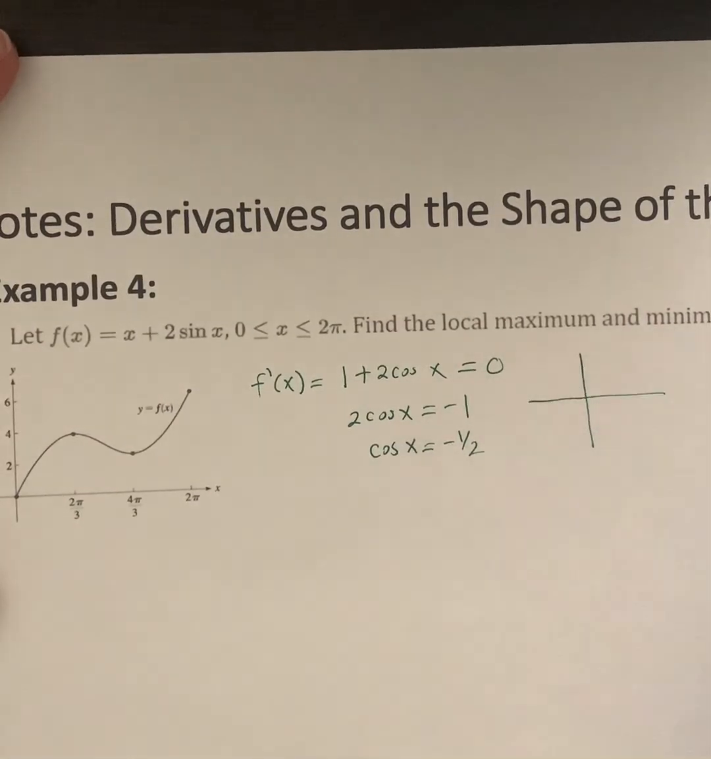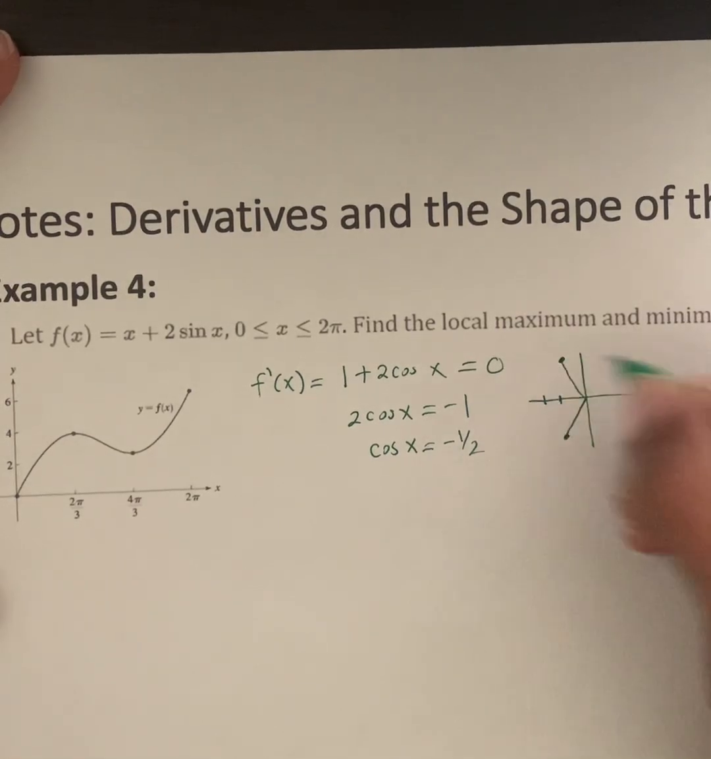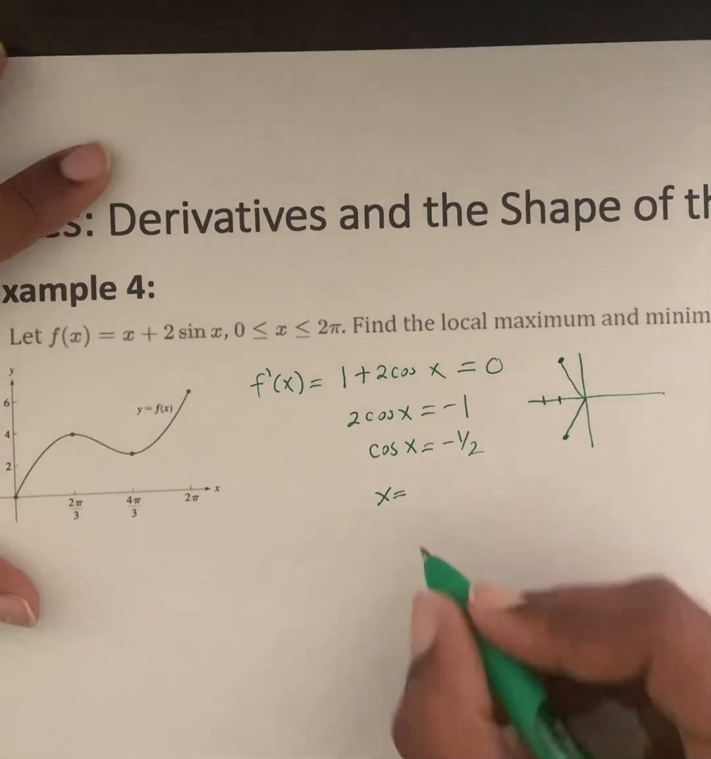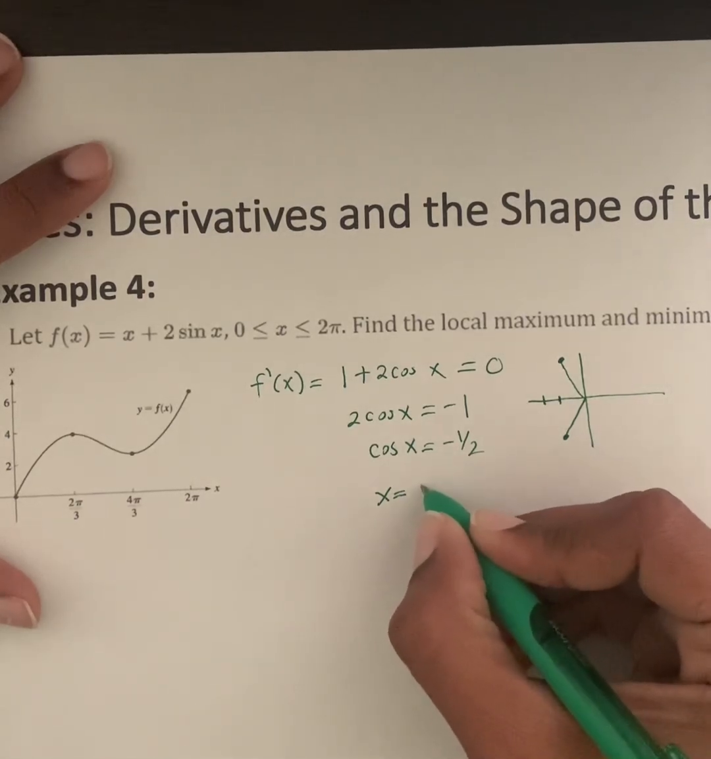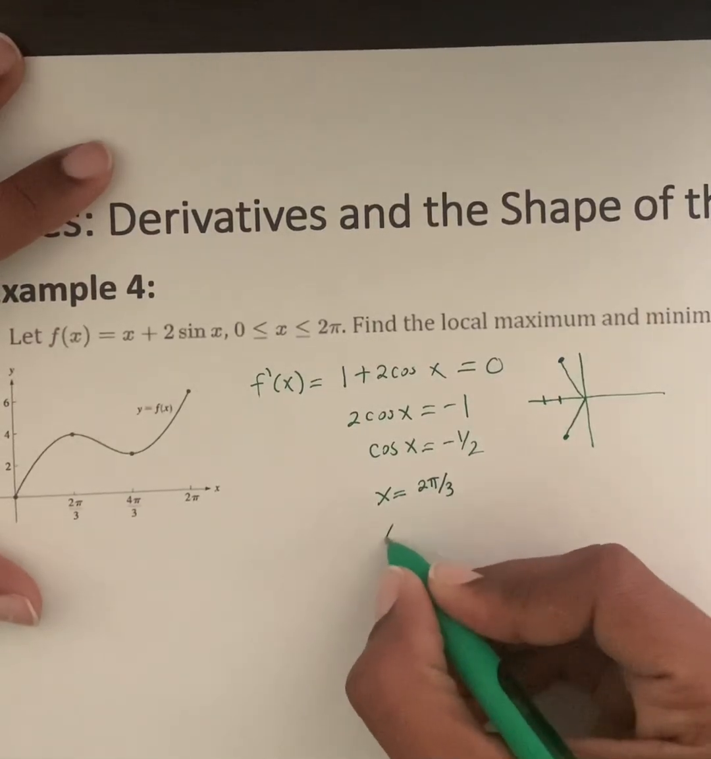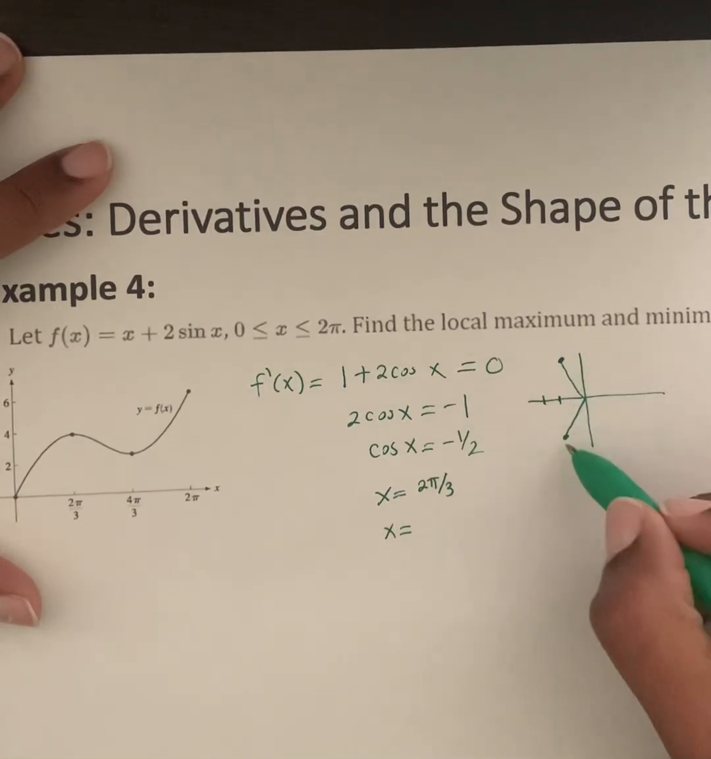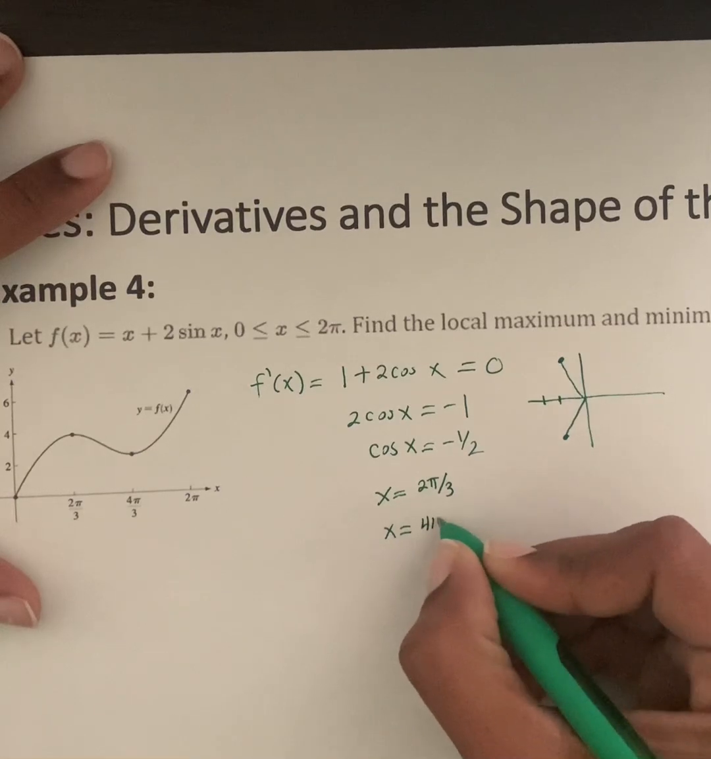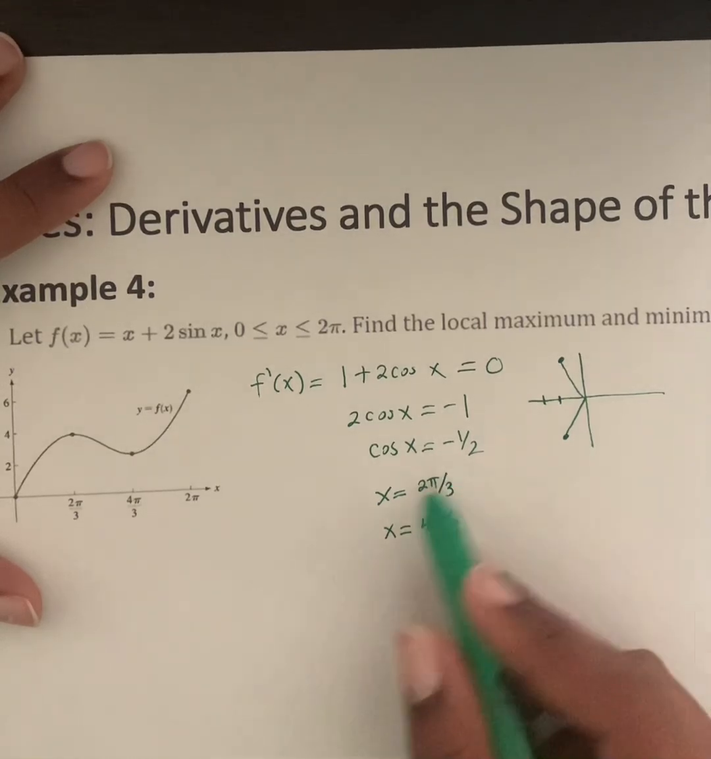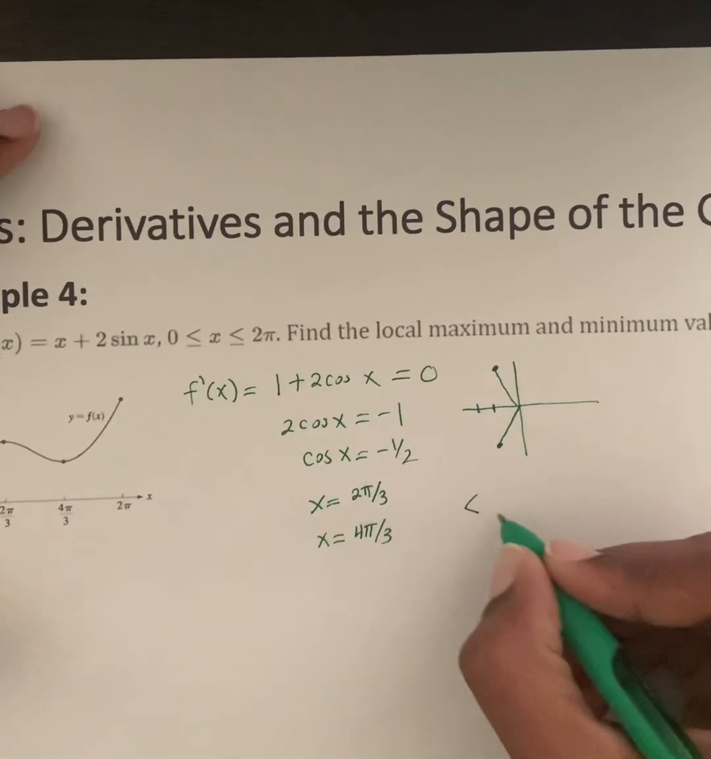Using our unit circle, we know negative 1/2 will lead to this point and this point in our interval 0 to 2 pi. So that is x is equal to 2 pi over 3, and x is equal to, we got 1/3, 2/3, 3/3, 4/3, 4 pi over 3. So these are our x values that we're going to sign test. So we'll perform our sign test.